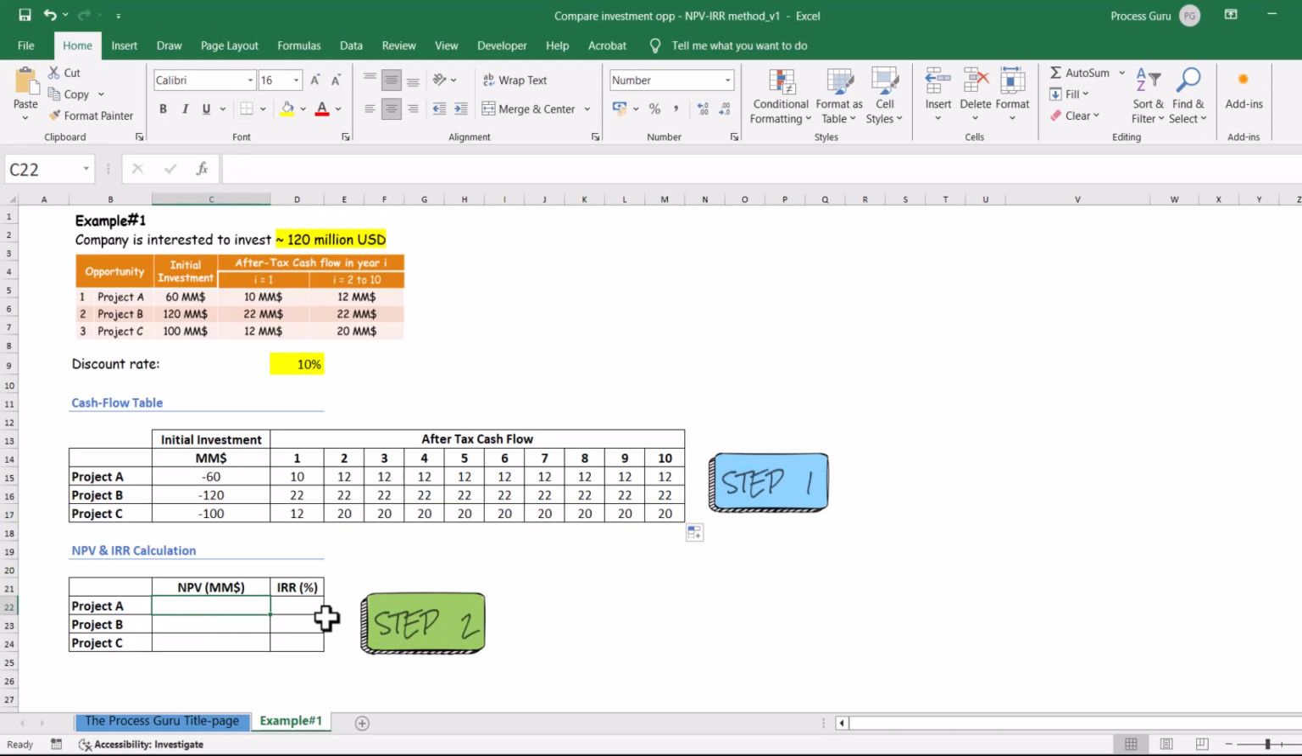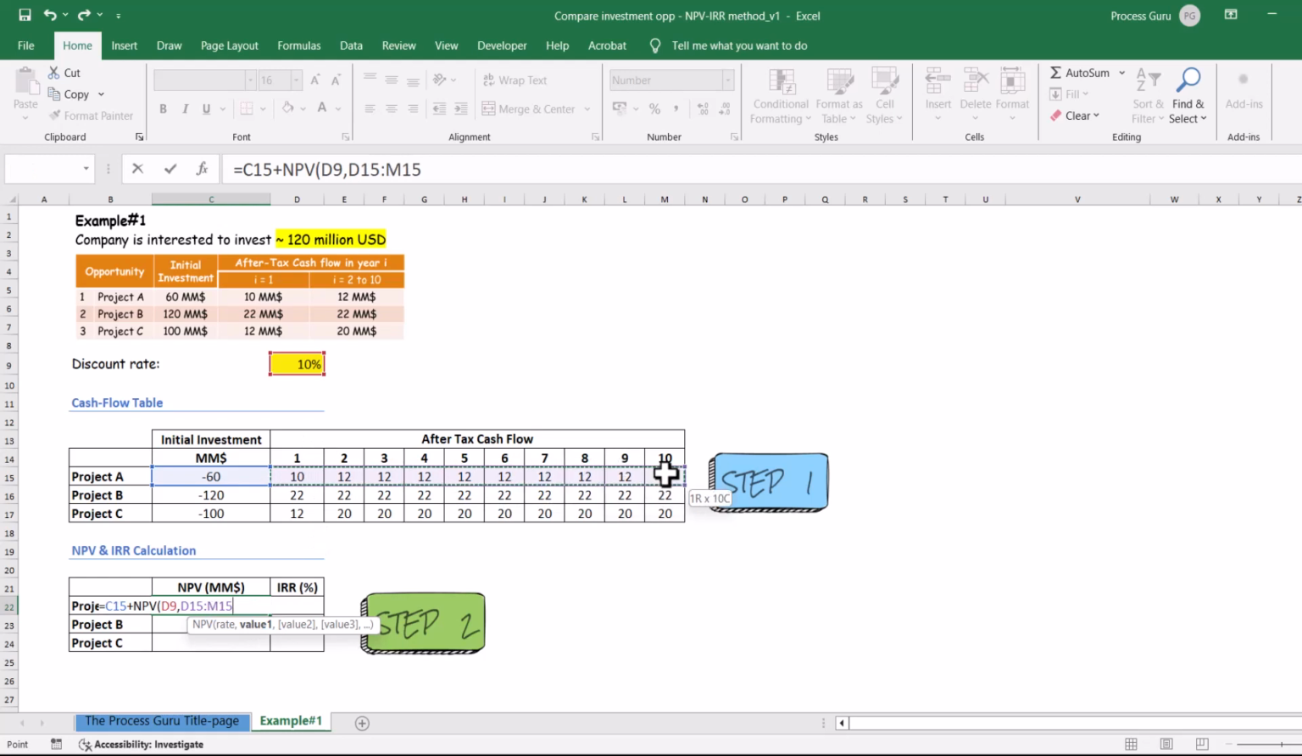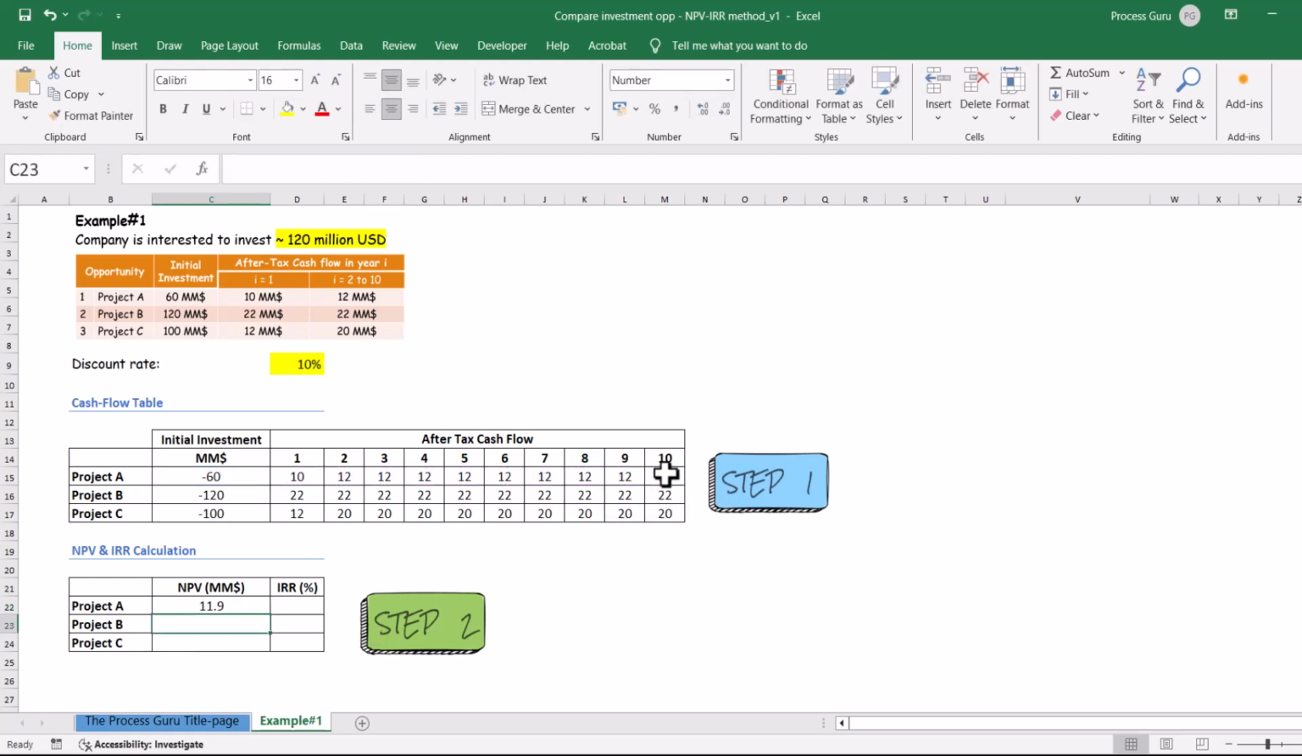For NPV, since there is an initial investment at time t equal to 0, it is minus 60. And for future cash flows from the first year, second year, I need to use the NPV formula where I need to put the rate. This rate is nothing but our discount rate, which is already here. Now I need to select all the cash flows and close the bracket. So 11.9 million US dollars is the NPV for project A. Very similarly, we can do it for project B.